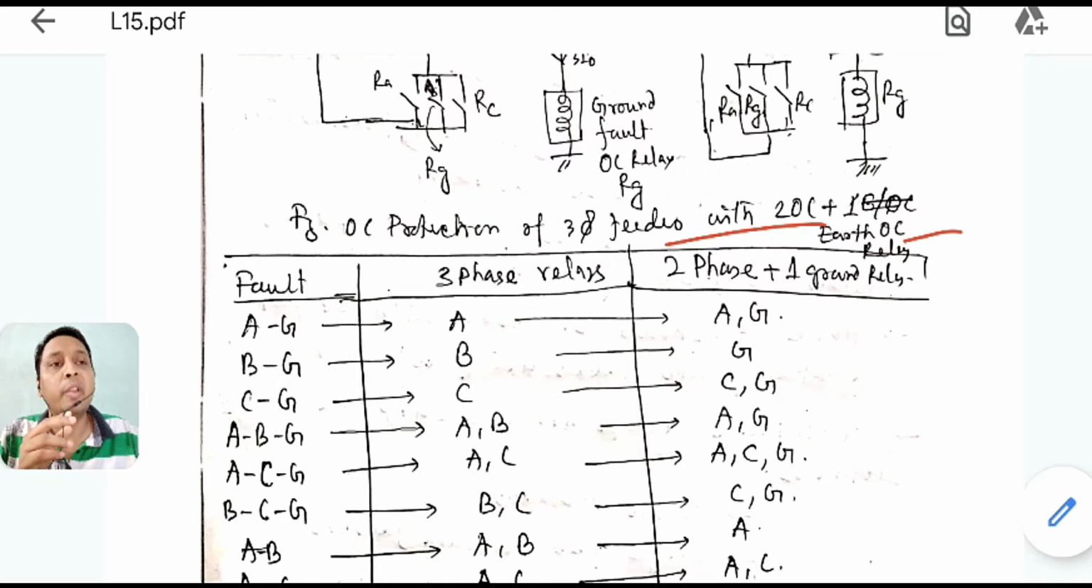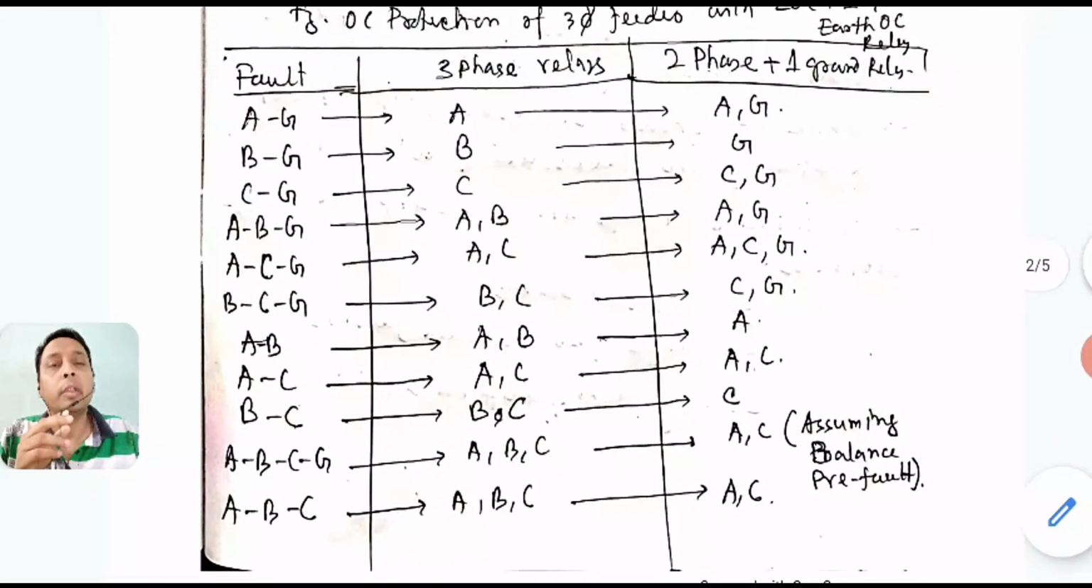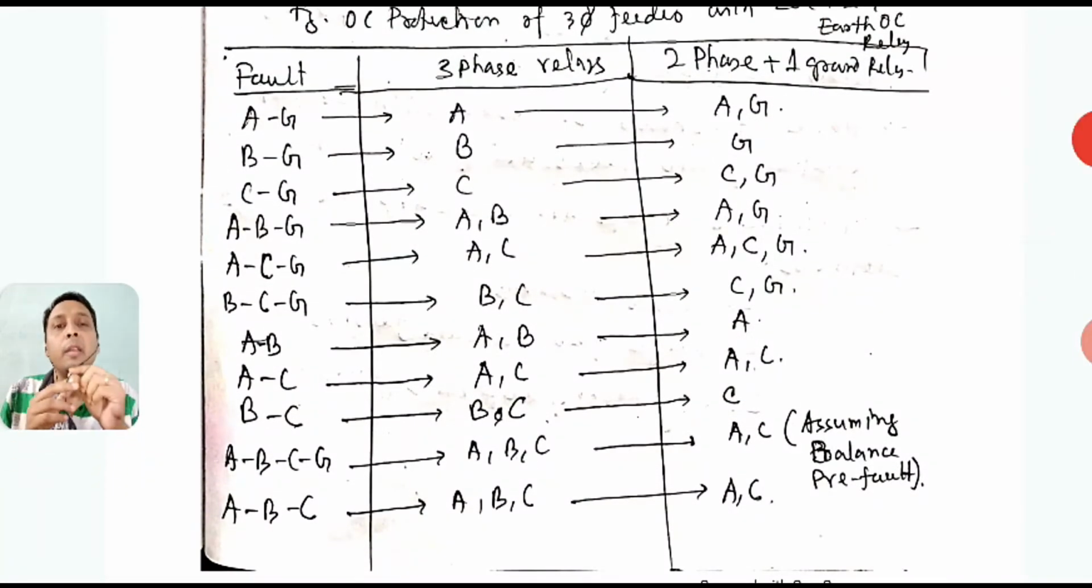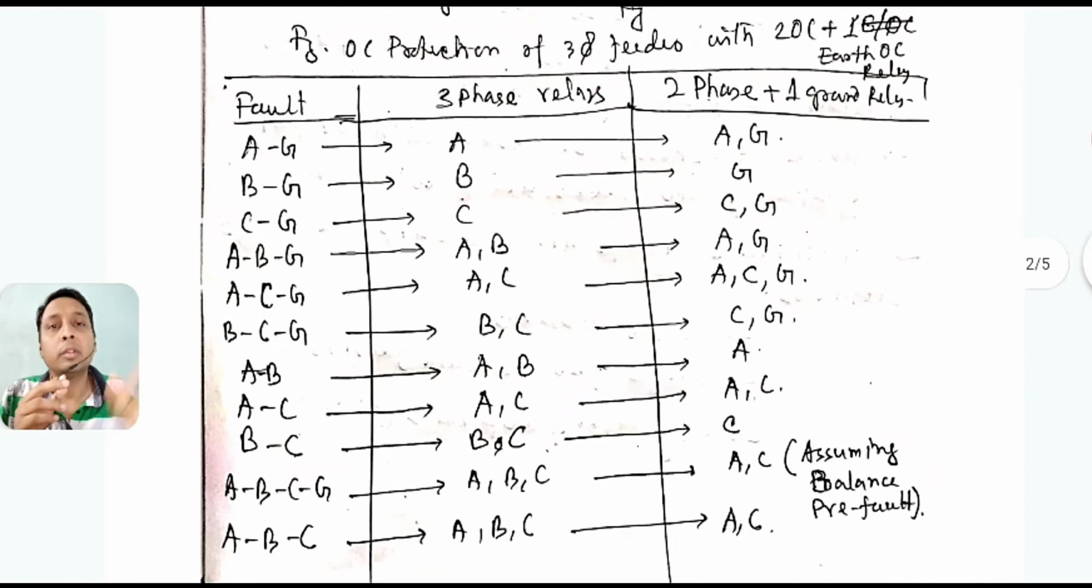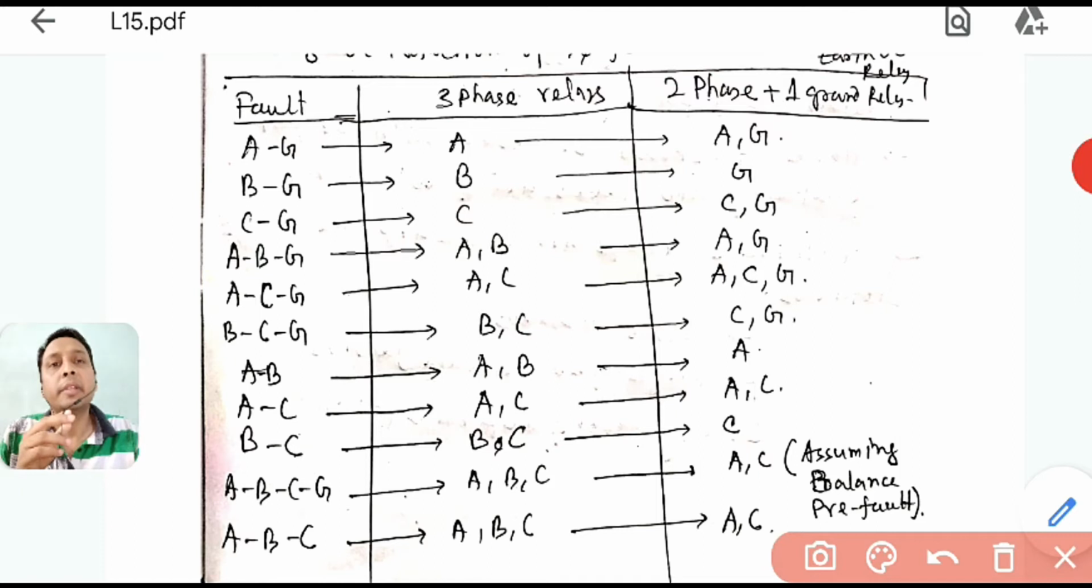Now there are 11 faults in a three-phase line. Let us see in both cases which relay will sense and trip. These are very good examples, you will understand this one. Suppose there is a fault A to G, that is line to ground. For line to ground we will have three faults: A to G, B to G, and C to G. The three-phase relay is the earlier drawing, and the two-phase relay is the latest drawing, where the ground relay is included.